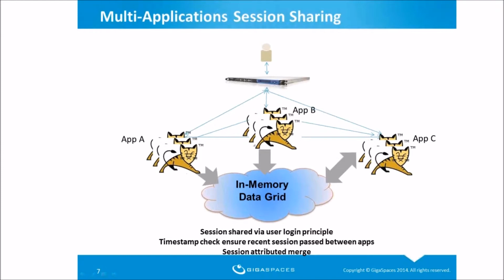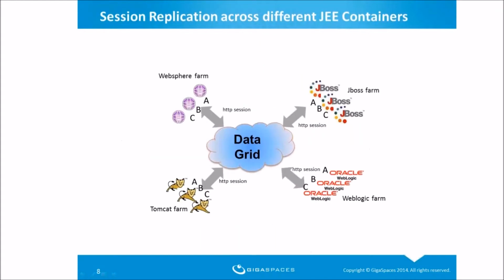When the session is shared between different web applications, where each might have a different version of the session, a timestamp check is performed to ensure that there is no session attribute data loss before the session is stored within the data grid. In this case, session attributes are merged to ensure session data consistency when navigating between the different web apps modules.